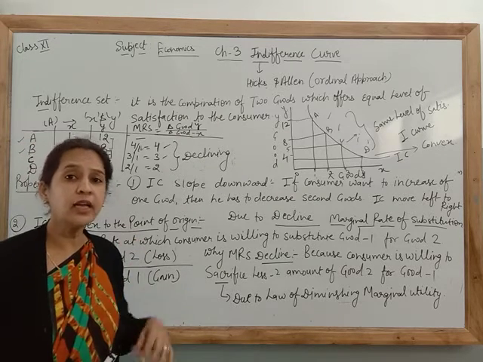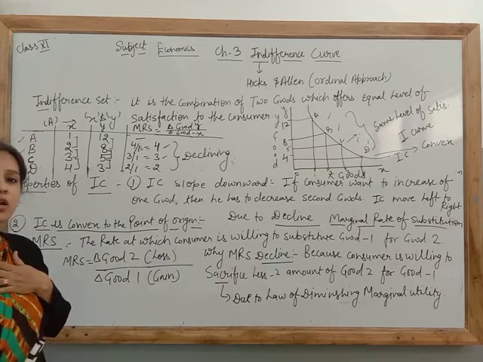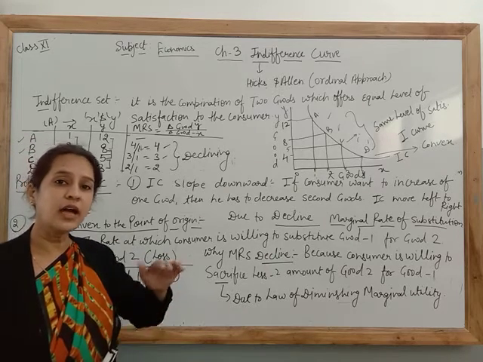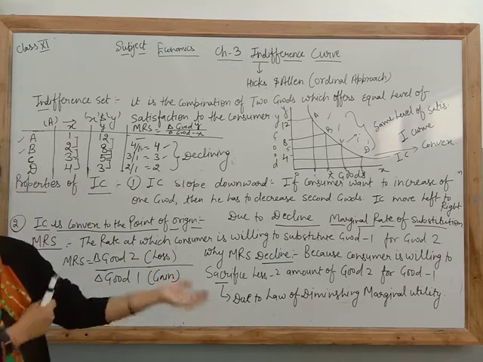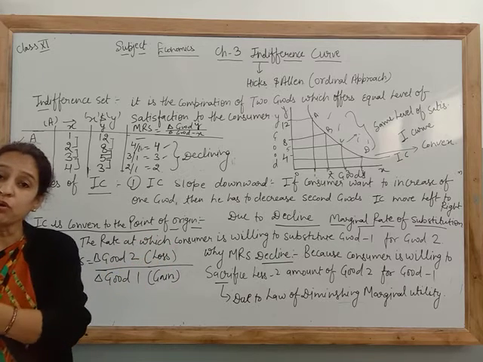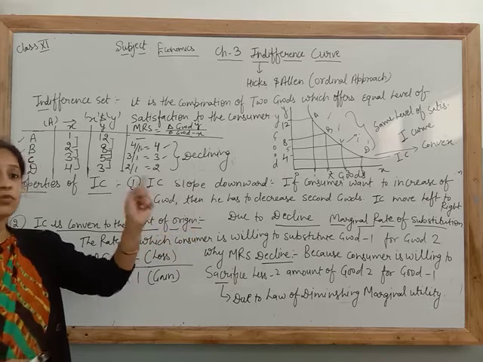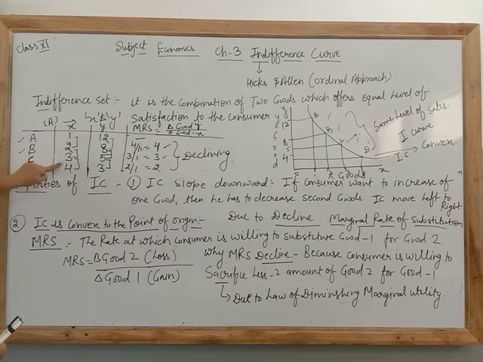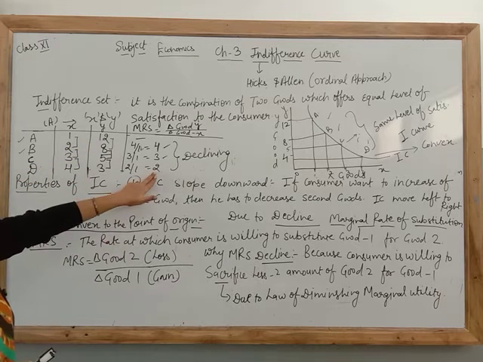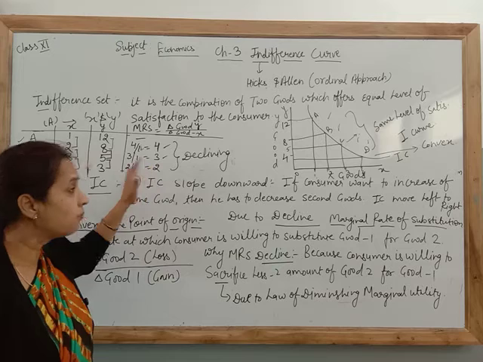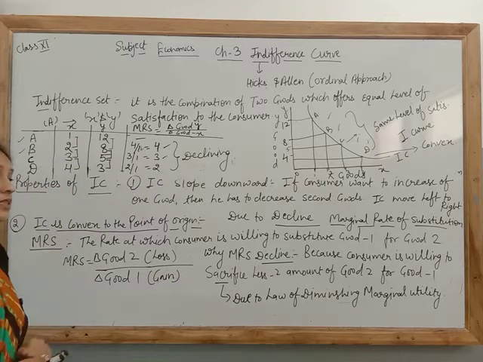Whatever we are going to sacrifice, we are going to sacrifice less and less amount of good, for every additional unit of good X. For every additional unit of good X, we are going to sacrifice less and less amount of Y. Clear? Because of this reason MRS is declining.